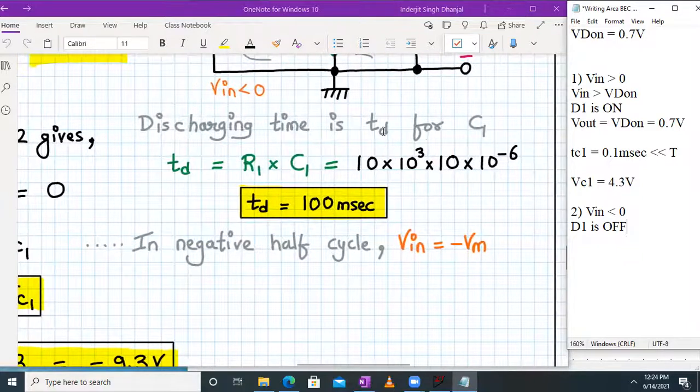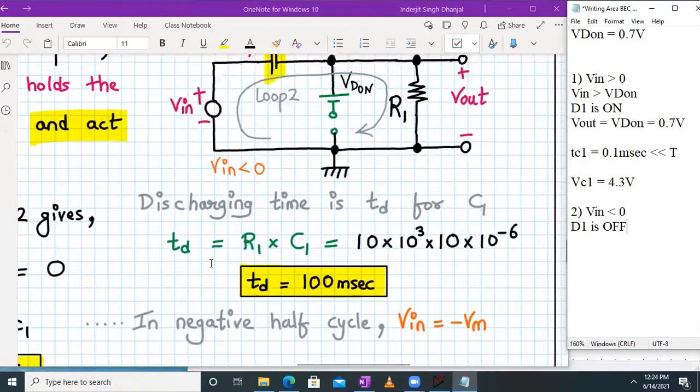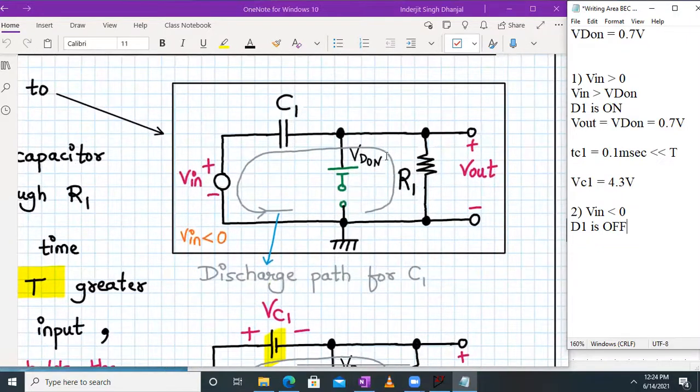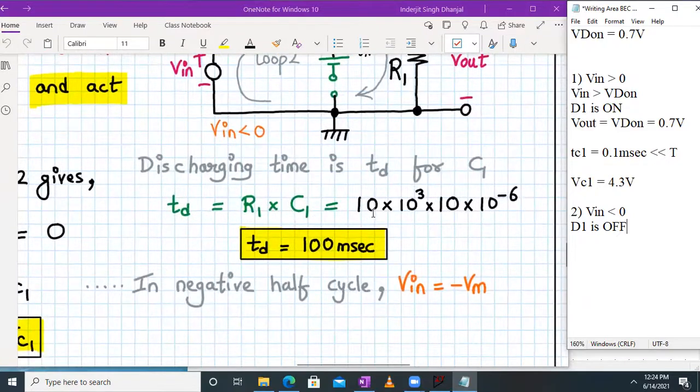So the discharging time constant TD for the capacitor is given by TD is equal to R1 into C1. Why R1 into C1? Because the capacitor discharges via the resistor. R1 value is 10K, C1 value is around 10 microfarad. So your discharging time constant will be 100 milliseconds. So we can write TD is equal to 100 millisecond, and this is much greater than T.